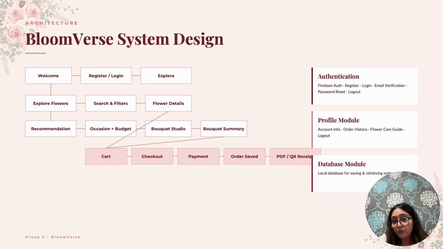The purchasing flow then continues through a cart, checkout, payment, and order save status, followed by PDF and QR receipt functionality. We also divided some functionality into separate modules. The authentication module handles registration, login, email verification, password reset, and logout. The profile module provides account information, order history, and our flower care guide. And the database module is responsible for locally saving and retrieving order information. So rather than building BloomVerse as disconnected screens, we designed different features to work as one complete user journey.